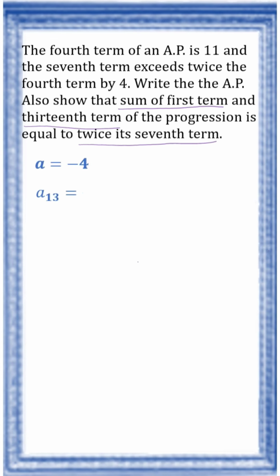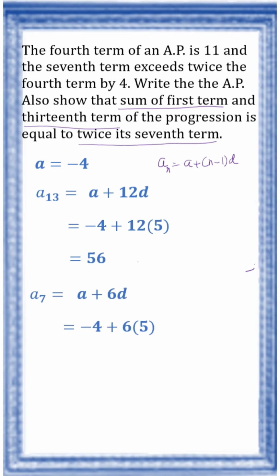a is negative 4. a13 is how much? a plus 12d, because we know the formula for the nth term of an AP: an is equal to a plus (n minus 1) into d. Here n is 13. So now we know a is equal to negative 4, d is equal to 5. Negative 4 plus 60, that is 56. Now a7 we already know, but still let us do it. Negative 4 plus 6 into 5, that is 30. 30 minus 4, that is 26.